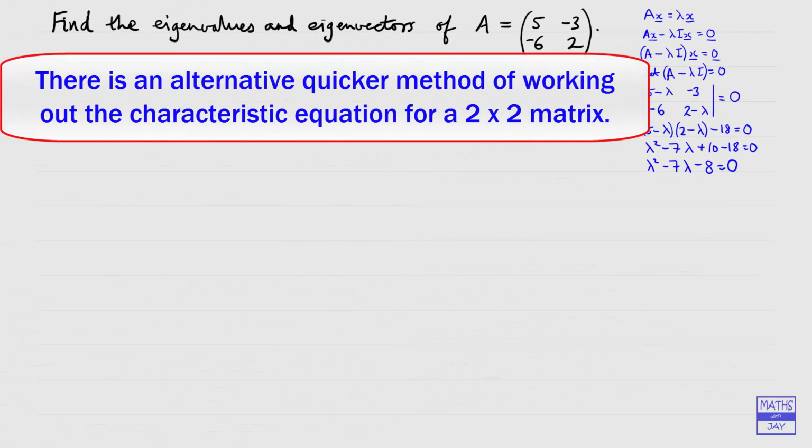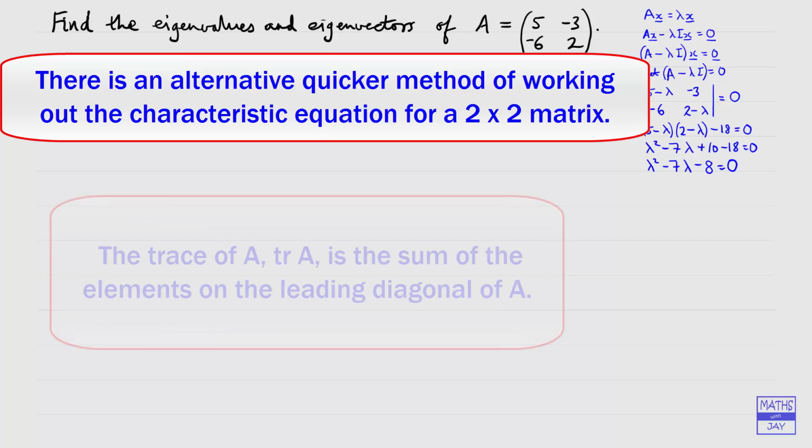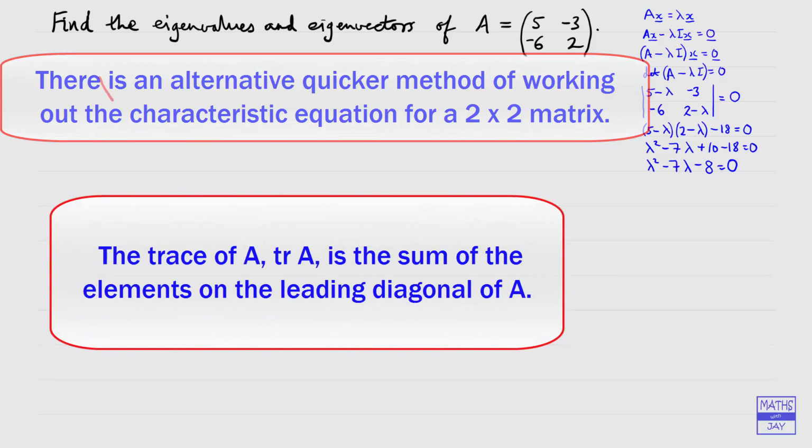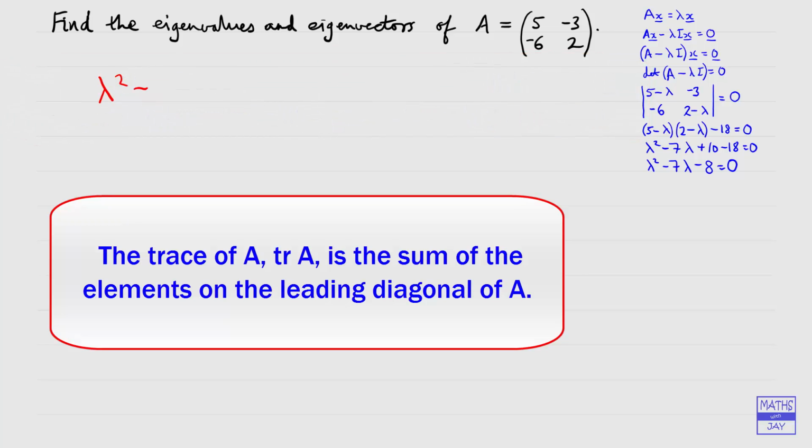But before we go on and factorise this, let's just see another method that we could use here. The characteristic equation for a 2x2 matrix is actually really simple to write down if you use the trace of the matrix. So let's just write down what the equation would be. Lambda again is representing our eigenvalue or eigenvalues, and the relevant equation, our characteristic equation, is lambda squared minus the trace of A times lambda plus the determinant of A is equal to 0.